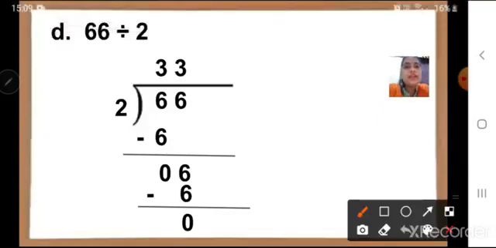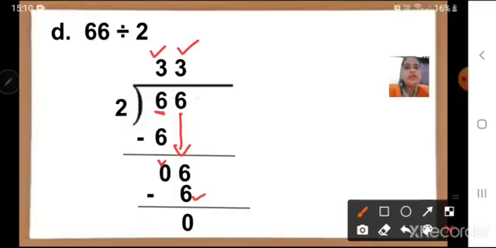Now first we have to see number 6. We have to take number 6. Now in 2's table will number 6 go? Yes, it will go. 2 3s are 6. So 3 we will write here and 6 here down. Then we will put minus sign and then subtract. 6 minus 6 is equal to 0. Then we will take the next number, which is number 6, down here. Then again we have 6. So again 2 3s are 6, we will write here number 3 and then we will write 6 here. 6 minus 6 is equal to 0.